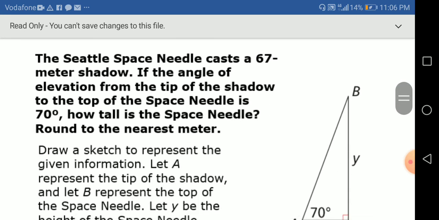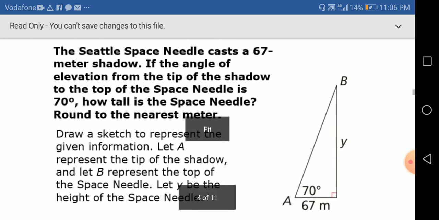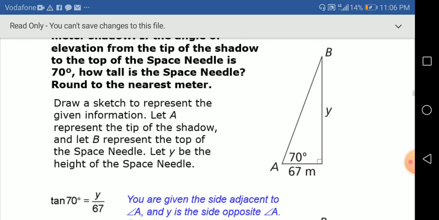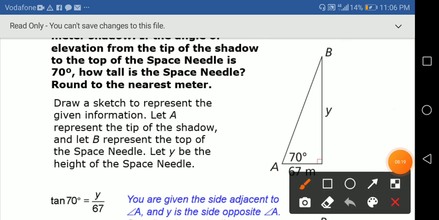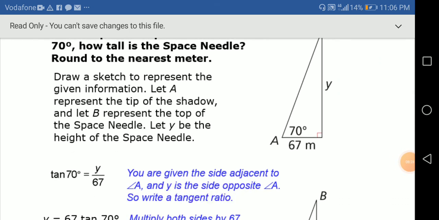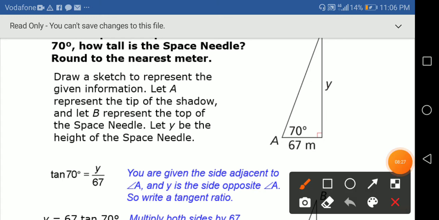If I have another question: the Seattle Space Needle casts a 67-meter shadow. If the angle of elevation from the tip of the shadow to the top of the Space Needle is 70 degrees, how tall is the Space Needle, rounded to the nearest meter? I will not ask you to draw, so I'm going to give you this figure and ask, what is the length of y?